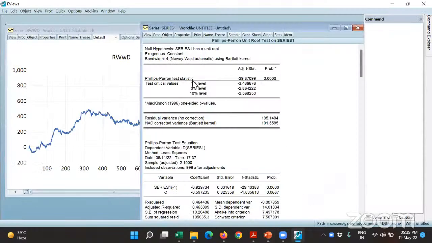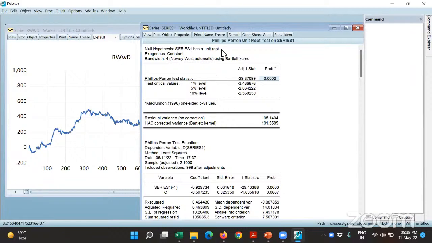I went ahead with that itself. So my null hypothesis is that series 1, which is the name of the series, has a unit root, which in other words means that the series is non-stationary. If you look at the p-value, the p-value is 0.000, which is less than your cutoff value. You can have a 1% cutoff or a 5% cutoff. At a cutoff level of 5%, the p-value is less than 0.05, so the null is to be rejected. So you reject the null that the series has a unit root, which means the series is non-stationary.